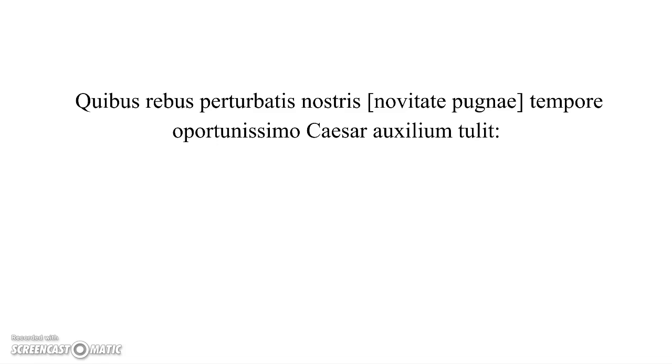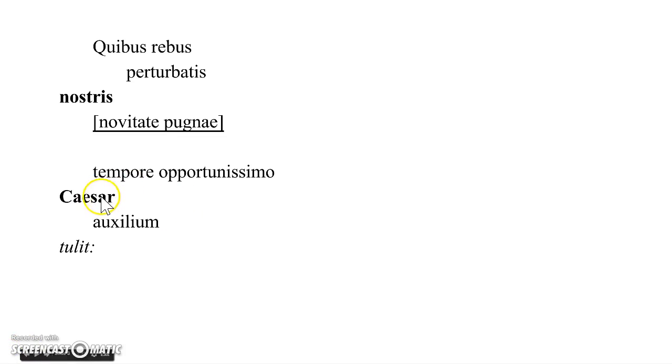So, quibus rebus perturbatis nostris novitate pugnae tempore opportunissimo Caesar auxilium tulit. So, Caesar, subject, brought help at the most opportune time. This is ablative of time when, to our men, this is the indirect object, having been disturbed by these things, this is ablative of agent, and then novitate pugnae is in apposition to quibus rebus, because it's further explaining what these things are, and that is the strangeness of this mode of battle.